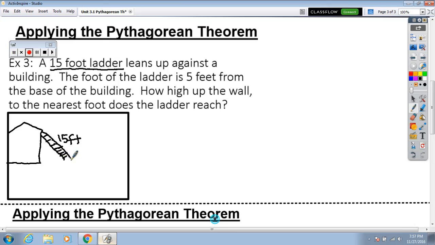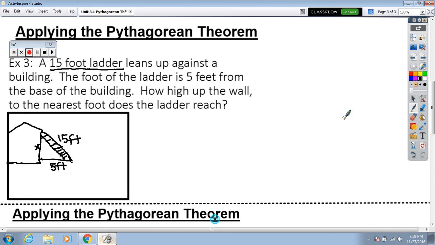Now, the foot of the ladder, which means the bottom of the ladder, is 5 feet from the base of the wall. So if we measure to the bottom of our ladder and to the wall that we leaned it against, this has to be 5 feet. That's what it says. The foot of the ladder, the bottom of the ladder, is 5 feet from the building. How high up the wall to the nearest foot does the ladder reach? So now I can determine what I'm solving for. The part of this triangle that we do not know is the height from the ground to the top of the ladder. That's what we're solving for.